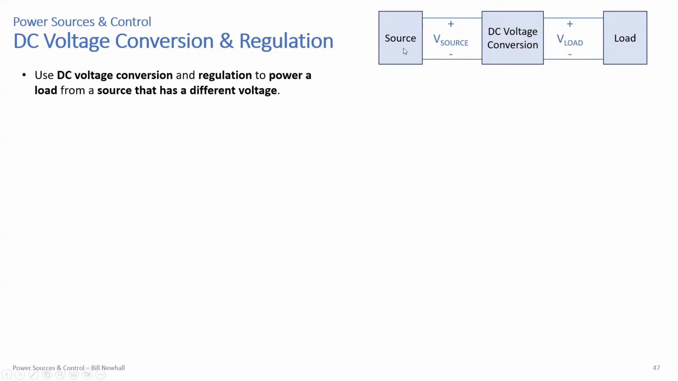There could be various reasons for that. Maybe you have an existing power supply that is different from the load voltage. You might have a battery that doesn't match the load voltage. Or you might have a battery that discharges, and as that battery discharges, the voltage falls, and you want to maintain a constant load voltage. So there are various reasons why you want to use DC voltage conversion in the middle here.